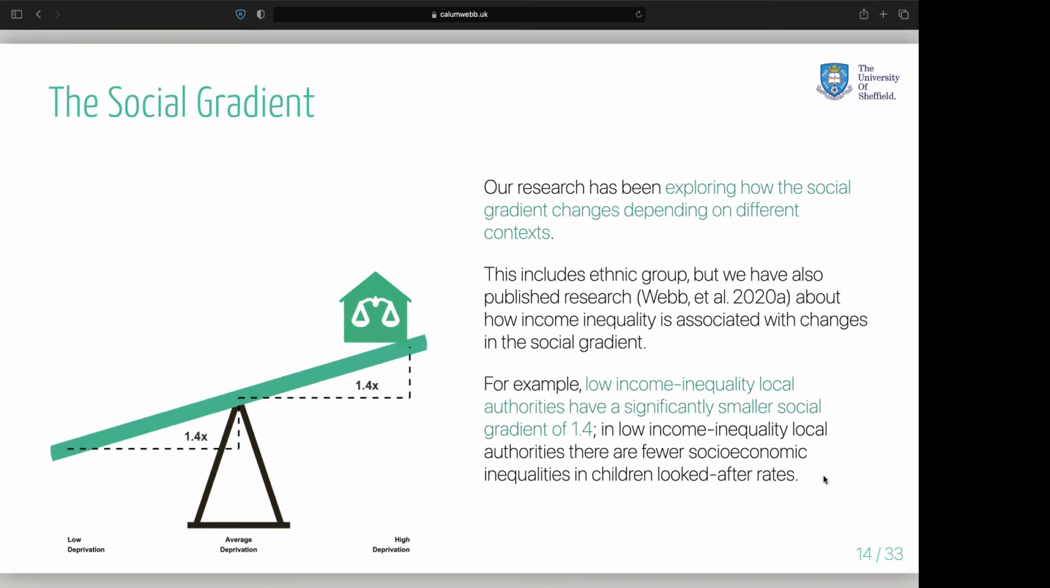And the findings from that are if you've got a low income inequality local authority, you actually have a much lower social gradient. So there's fewer socioeconomic inequalities. The line is a lot more flat. And it comes out to be about 1.4 times when you're in a low income inequality local authority. And it increases if you're in a high income inequality local authority to, I think, about 2 times.